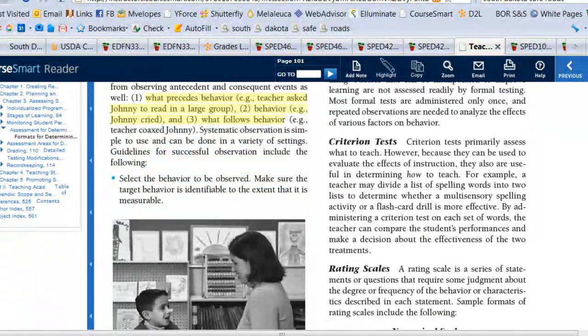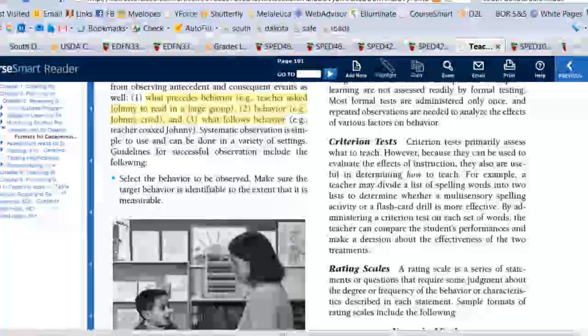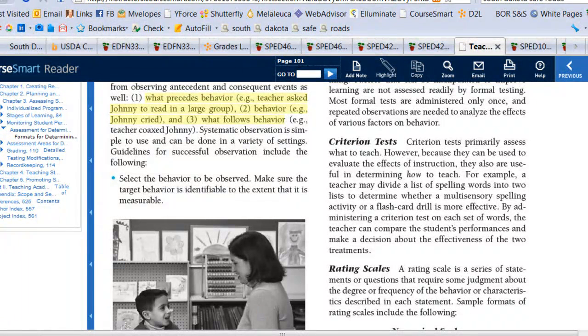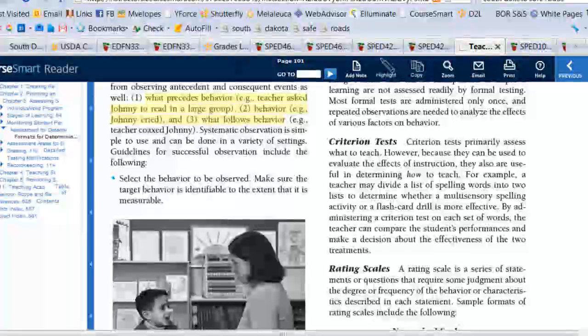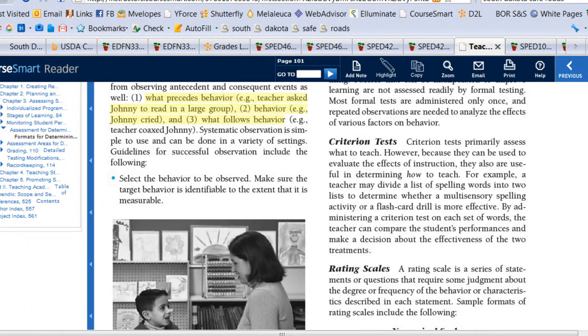Then criterion tests primarily assess what to teach. However, because they can be used to evaluate the effects of instruction, they can also be used to determine how to teach. For example, a teacher may divide a list of spelling words into 2 lists to determine whether a multisensory spelling activity or flashcard drill is more effective. By administering a criterion test for each set, the teacher can compare the student's performance and make decisions about the effectiveness of the 2 things. So this teacher says, I want to compare 2 ways. One is a multisensory activity, and the other is a flashcard.